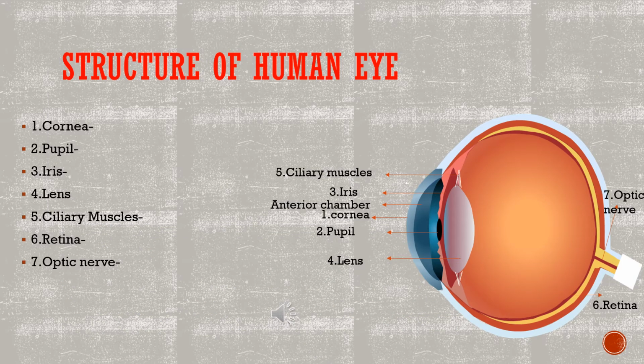When we learn about the structure of the eye, which are the parts of the eye we are studying? First, we will just go through those names. Cornea, pupil, iris, lens, ciliary muscles, retina, optic nerve. All these are the 7 parts in your eyes. You have to study about this. We will study all these things in detail. Once again, cornea, pupil, iris, lens, ciliary muscles, retina and optic nerve.